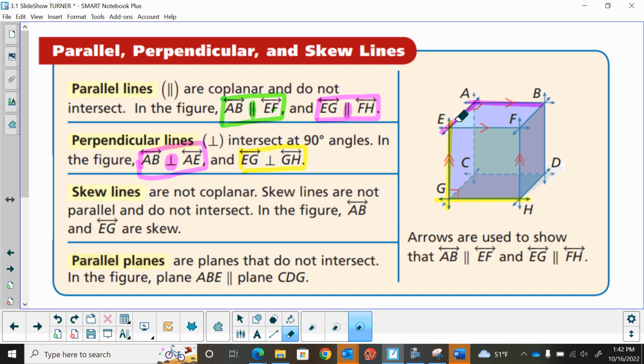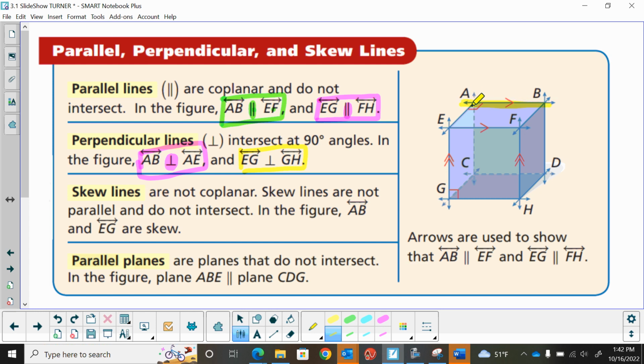Skew lines. These tend to be the trickiest because they are neither parallel nor perpendicular. And in fact, they're not intersecting at all. They're on different planes. Okay, so the definition is that they are not coplanar, and skew lines are not parallel and do not intersect.